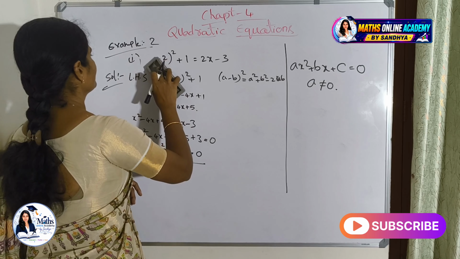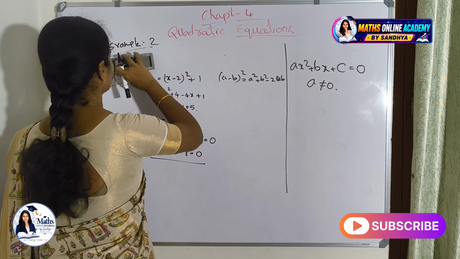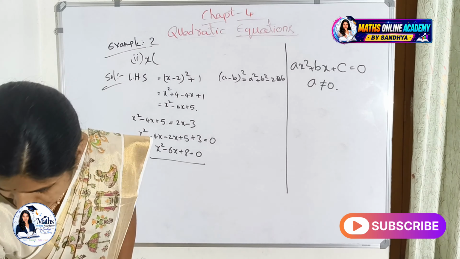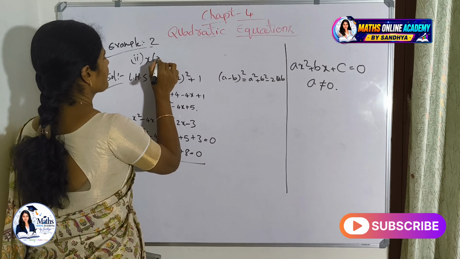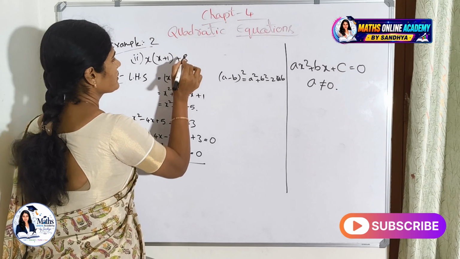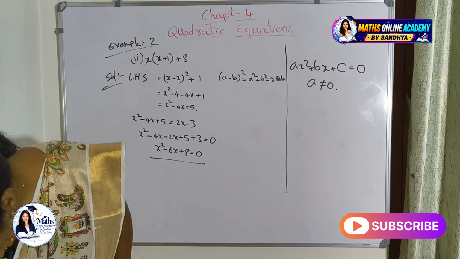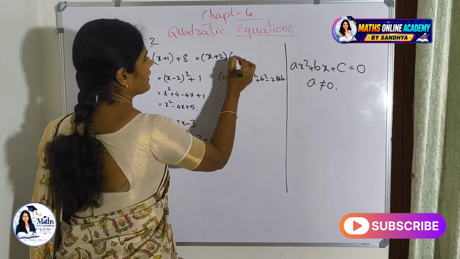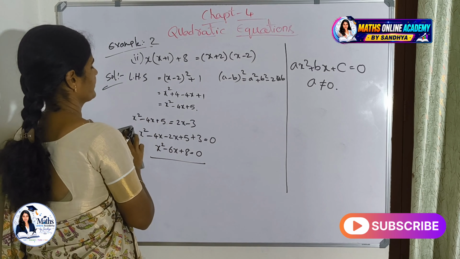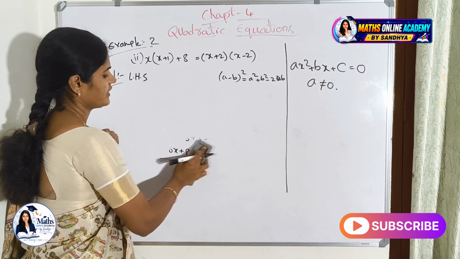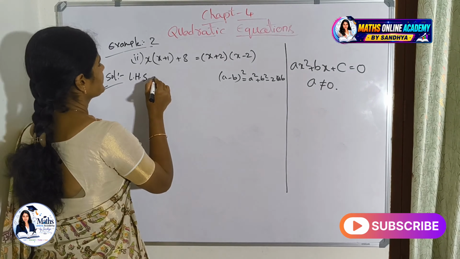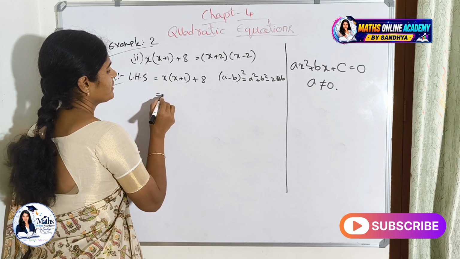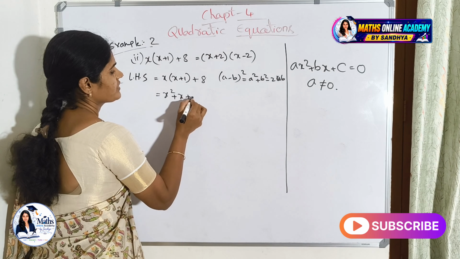Second question: x into x plus 1, plus 8, equal to x plus 2 into x minus 2. Take LHS again. LHS equal to x into x plus 1 plus 8. Multiply: x square plus x plus 8.